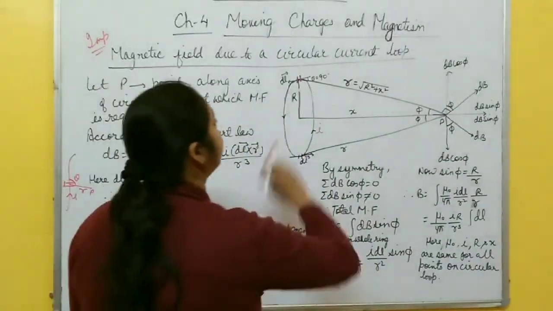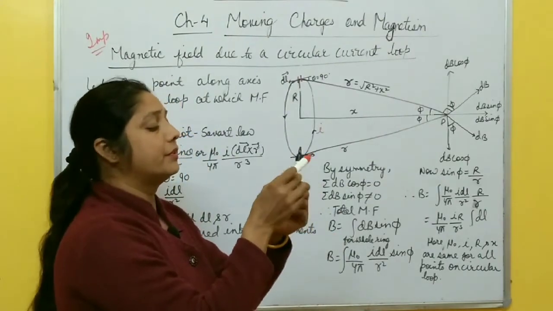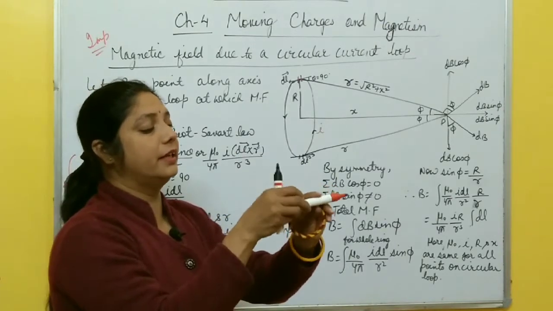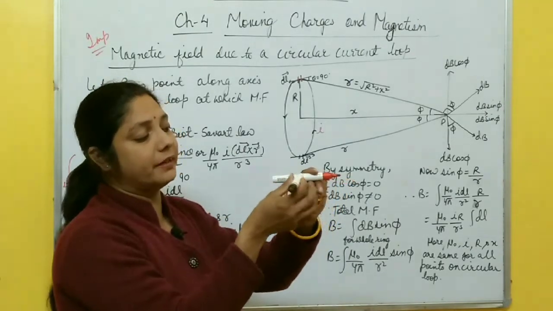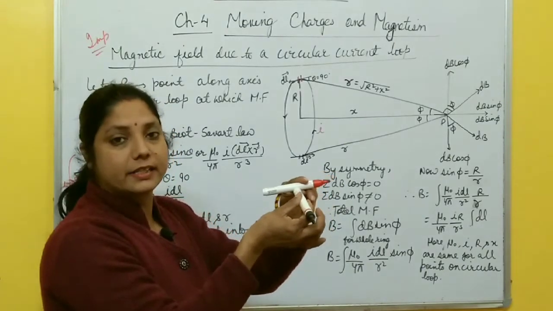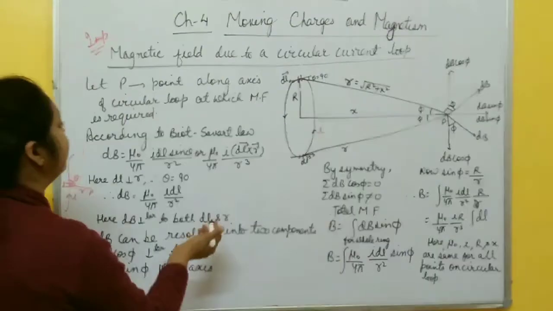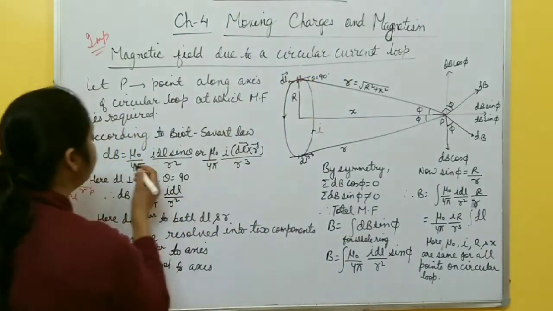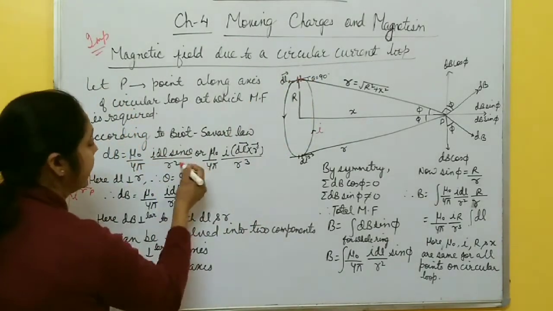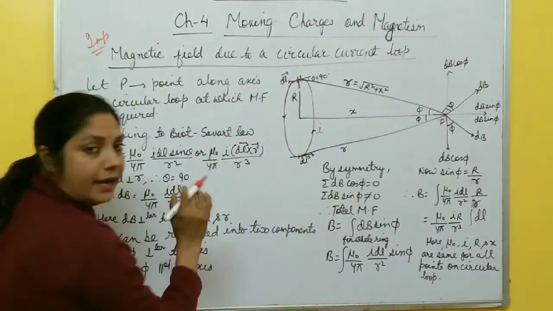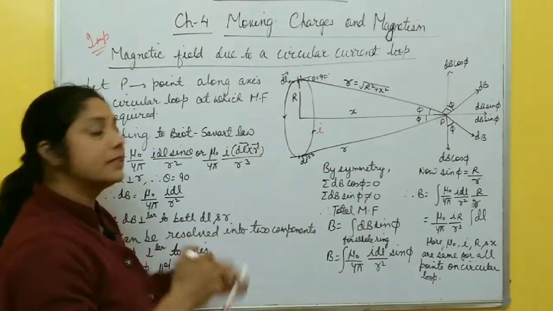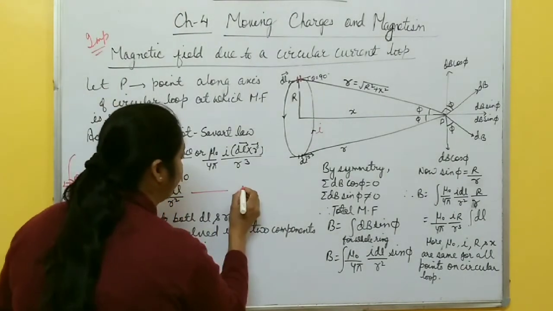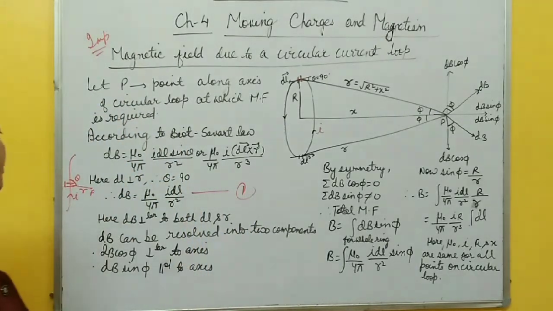Now what is the angle between this dl and r? dl is along this one, tangential to the surface, and r is from this dl to the point where the magnetic field is to be determined. So this dl and r are at 90 degrees. So according to Biot-Savart law, a small magnetic field at point P due to this current element dl at the top of the loop is dB equal to mu naught by 4 pi I dl sin theta by r square, and here theta is 90 degrees. The angle between dl and r is 90 degrees. So it becomes dB equal to mu naught by 4 pi I dl sin 90, which is 1, by r square, right? This is equation number 1.